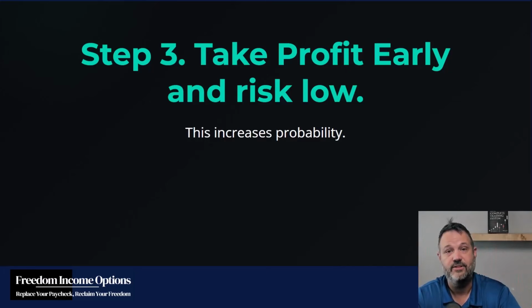You take profit early, so as soon as you sell and get the credit, put a take profit in for 50% or 25%. That way you're getting the money quickly, and it does 2 things. It helps you compound and create the compounding factor. And the second thing, which is equally important, is that it increases your win rate. It increases your probability.